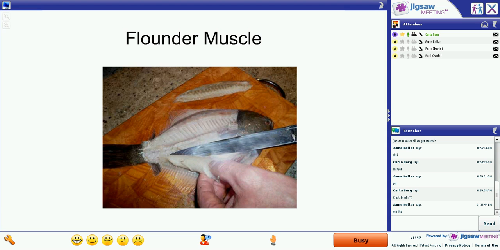This picture shows you where the muscles of a fish are. Now, if you look in the man's hand by his knife, he is holding the muscle of the flounder. That is what allows the flounder to move.